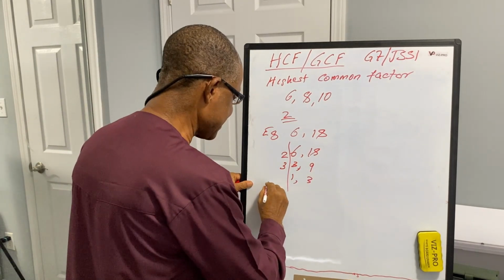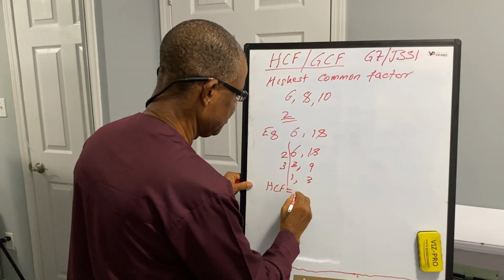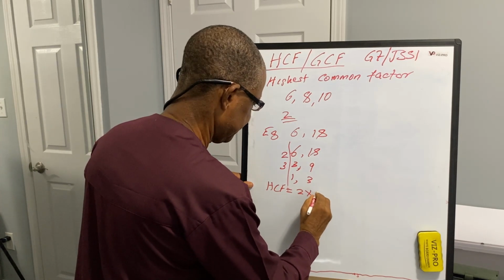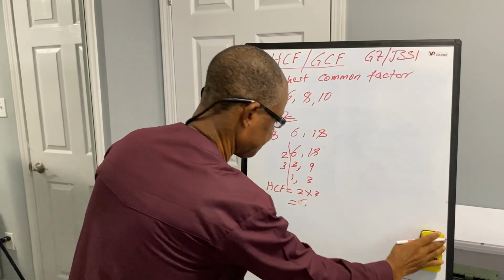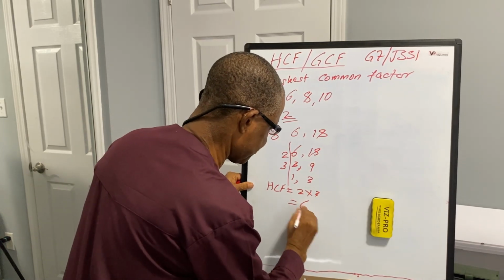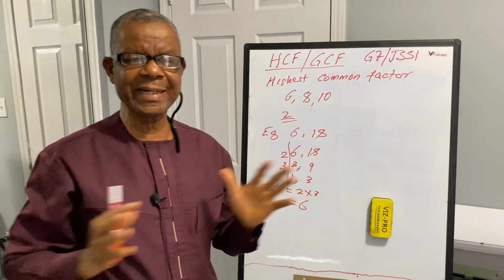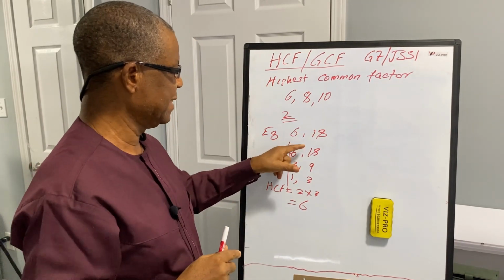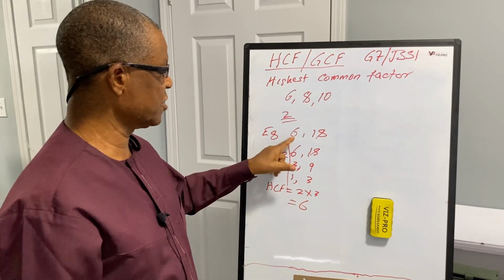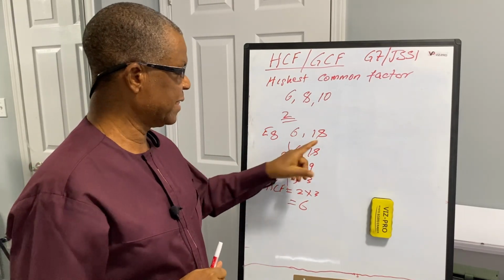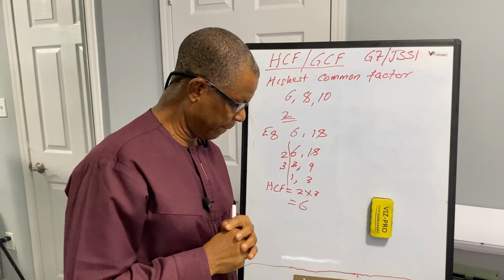Therefore, our HCF or GCF will be 2 times 3, and that will give us 6. So the highest number, the biggest factor that can divide 6 and 18 is 6, because 6 can divide 6 without a remainder, and 6 can divide 18 without a remainder. That is our HCF for those numbers.